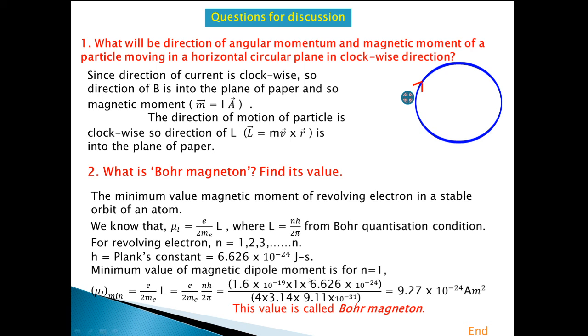The minimum value of the magnetic dipole moment is for n equal to 1. So if we substitute n equal to 1, then the minimum magnetic moment of the revolving electron will be e by twice m e into n h by 2 pi, and with n equal to 1 and the rest all constants, we will find its value is 9.27 into 10 to the power minus 24 ampere meter square. This value is called the Bohr magneton.